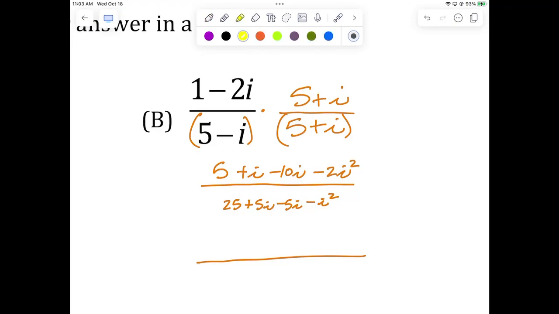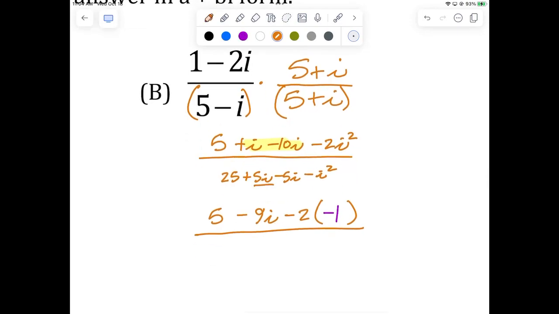Now we combine like terms. I'll start in the top. I've got a 5 that's hanging around. I've got i minus 10i, that's negative 9i. And then I've got a negative 2 times i squared. Well, guess what I'm calling i squared? Negative 1. And I'm taking a whole separate line to do that.